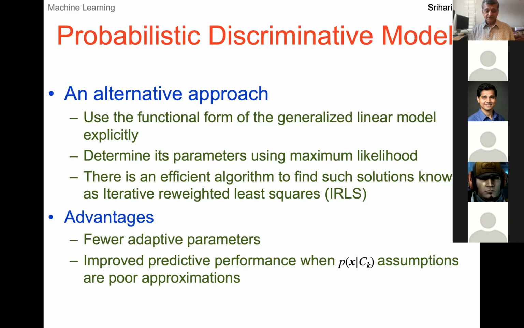And you also get improved predictive performance when the P of x given Ck assumptions are a poor approximation. If I didn't give you lots of samples for each class, and I just give you a very stingy handful of samples for each class, your distribution P of x given Ck is not going to be very good. In which case, for anything new coming in, you're not going to make such a good decision. So it kind of depends on how good your probability distribution is. Whereas this discriminative model takes advantage of whatever samples you got and looks at the competition between the two classes, and it figures that out.